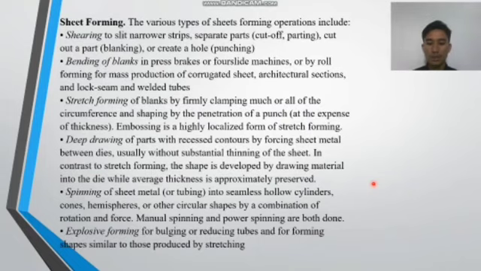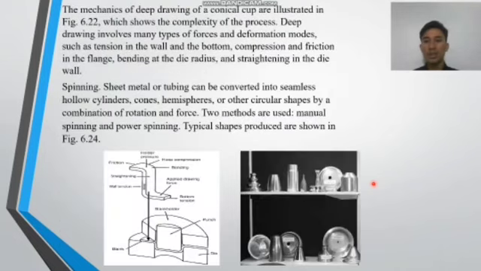Manual spinning and power spinning are both done. Explosive forming for pulling or reducing tubes and for forming shapes similar to those produced by stretching. Next, the mechanics of deep drawing of a conical cup are illustrated in picture 6.22, which shows the complexity of the process.